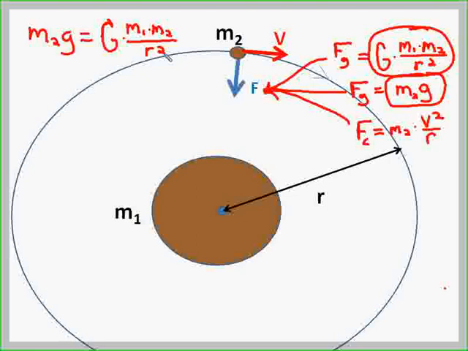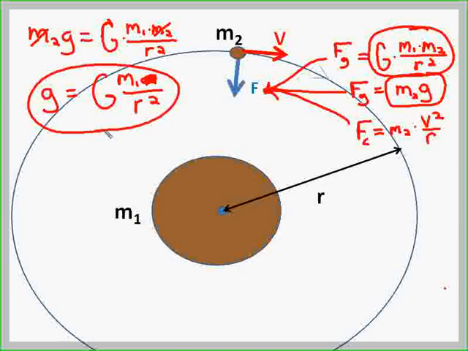And then I immediately notice the m2's cancel out. So what am I left with? g equals big G m1 times, whoa, no times m2. Scribble that out of there. m1 all over r squared.